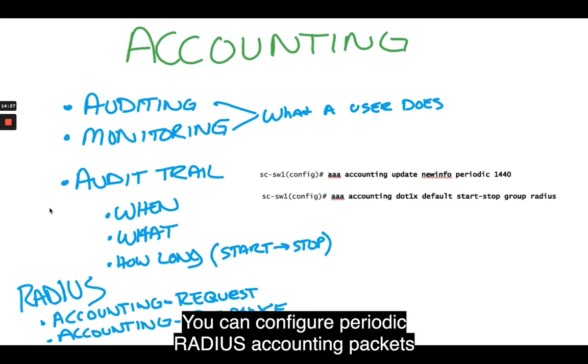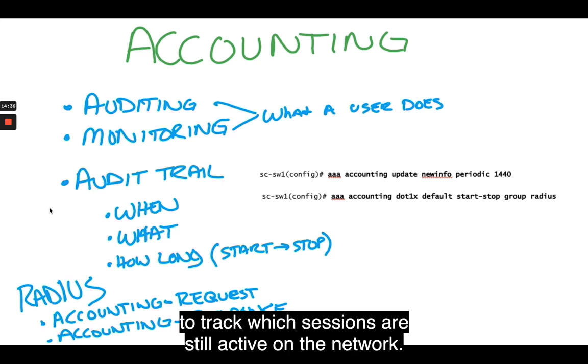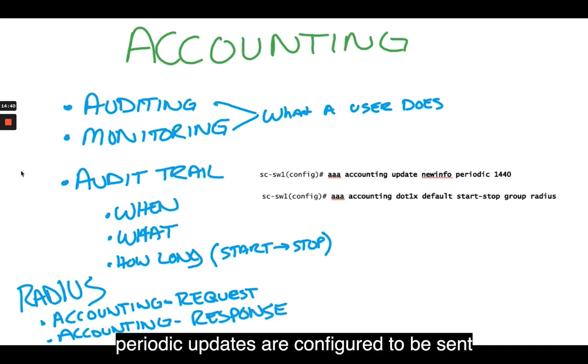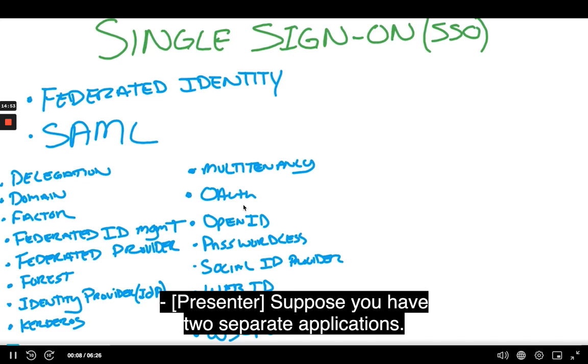You can configure periodic Radius accounting packets to allow the Radius server, such as Cisco ISE, to track which sessions are still active on the network. In the following example, periodic updates are configured to be sent whenever there is new information, as well as a periodic update once every 24 hours.